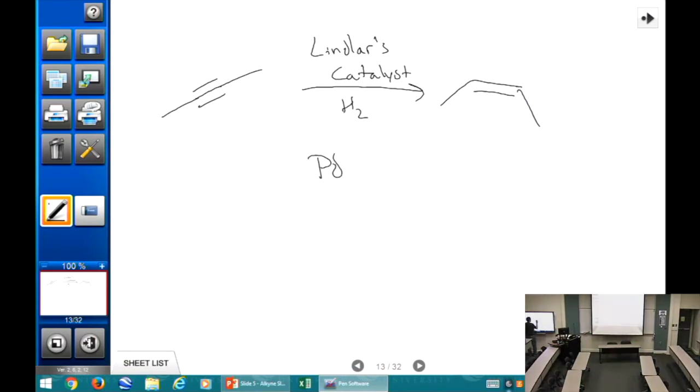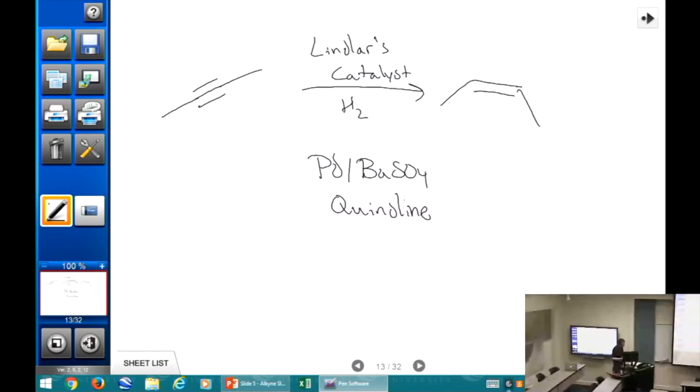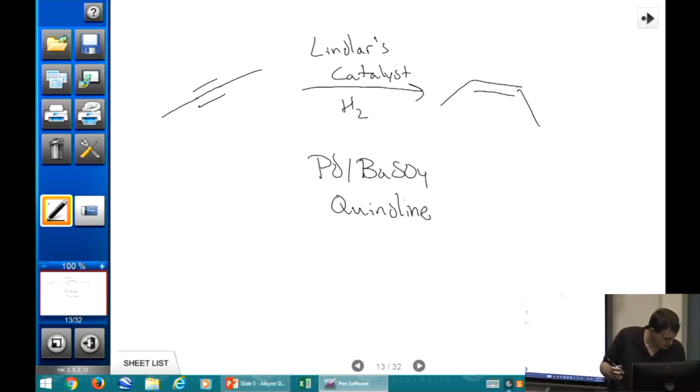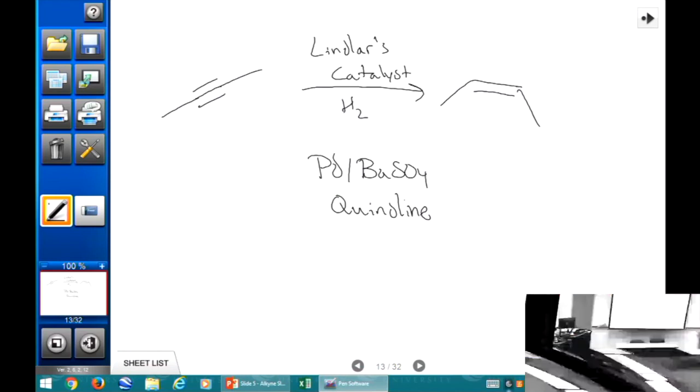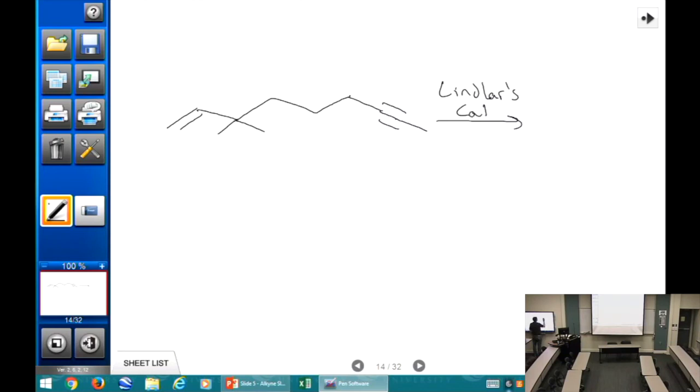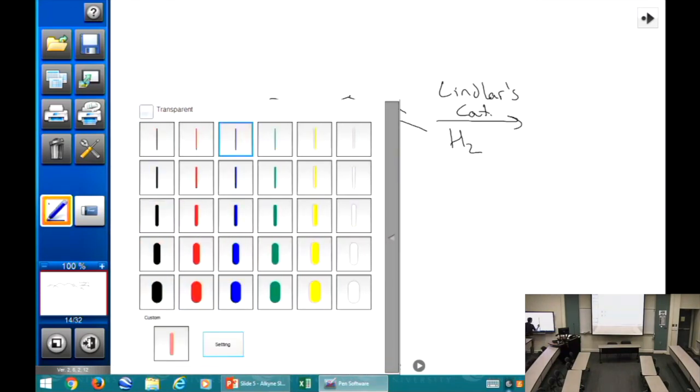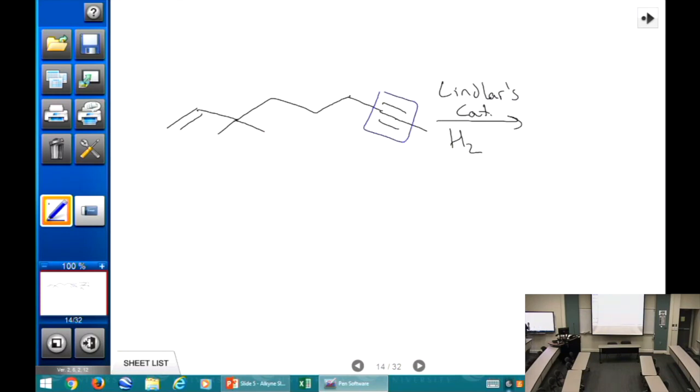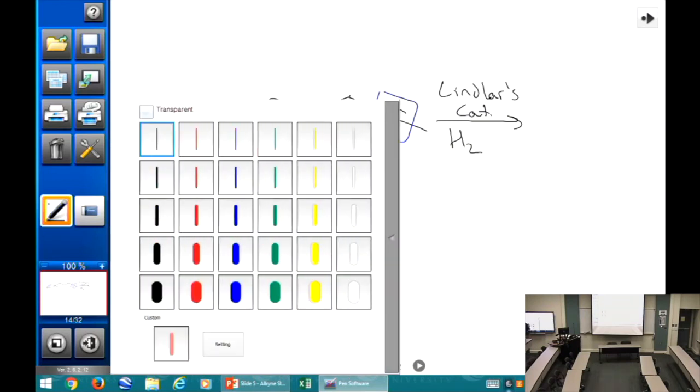Lindlar's catalyst is palladium on barium sulfate, and quinoline. So it's got palladium on barium sulfate and quinoline, and it makes it so you can only reduce the pi bond of an alkyne, never the pi bond of an alkene. So if you have this, and you use Lindlar's catalyst and H2, we're going to reduce the alkyne. We're going to make this a double bond, but we're not going to do anything over here. There'll be no reaction over here because Lindlar's catalyst cannot react with a double bond.